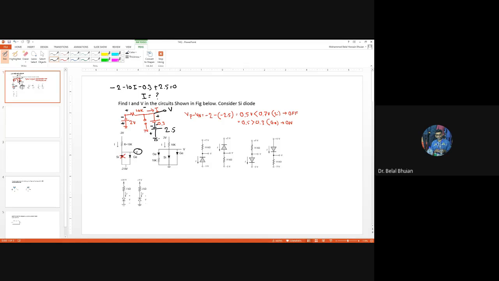And how are you going to determine V? I have already mentioned during the lecture that I'm going to start a KVL from the ground till this point where there is a V. So if I start making KVL from here, from the ground, we get minus, since I'm going from positive to negative, so I'm dropping. So minus 2.5.